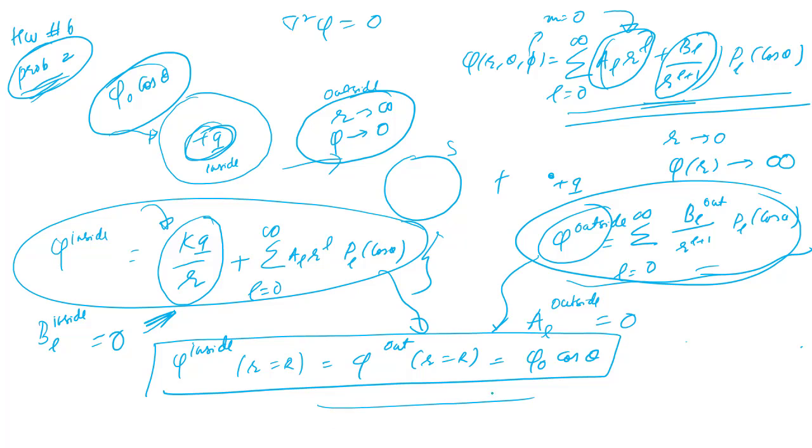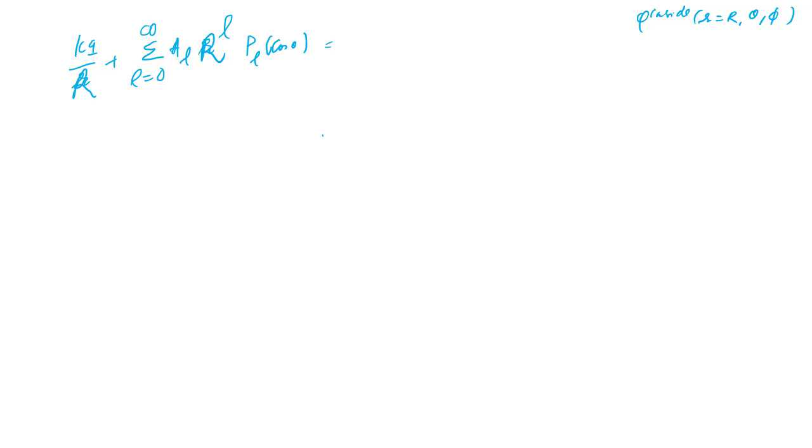So then you set the boundary condition phi naught cosine theta. In the previous example, this would just be 0, right? But if you do that, we have kq by r plus the sum over L equals 0 to infinity of A_L, or this is kq at r equal to R. So we are looking at phi inside at r, theta, phi, that is r to the power L P_L cosine theta. And similarly outside we have the sum over L equals 0 to infinity of B_L by r to the power L plus 1 P_L of cosine theta, and this is equal to phi naught cosine theta.